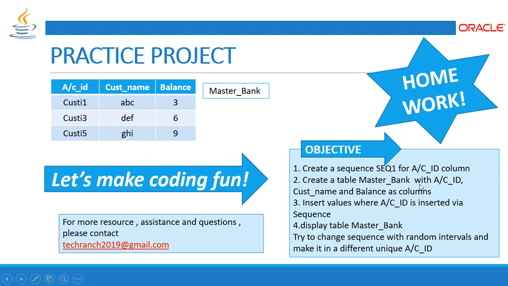Create a table master bank with account ID, customer name and balance as columns. Insert values where account ID is inserted via sequence using concatenation. You have to remember you are going to concatenate the values with specific intervals. As I mentioned here, customer 1, then interval of 2, then it is 3, customer 3. So this way you have to maintain the intervals. Display table master bank and try to change the sequence with random intervals and make it a different unique account ID.